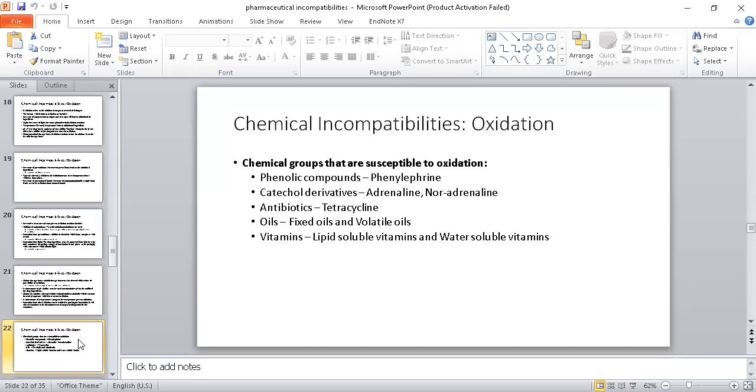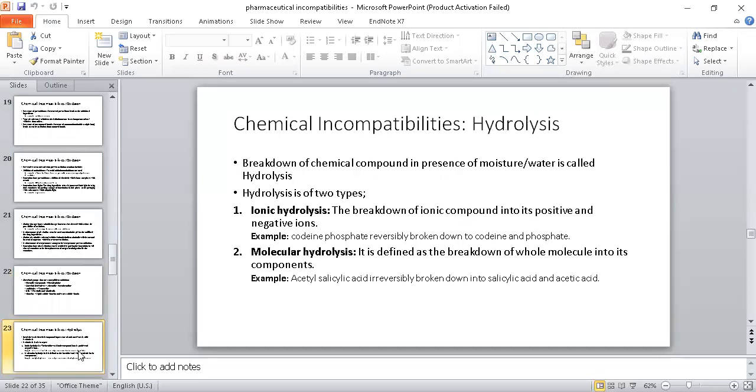Chemical groups that are susceptible to oxidation: phenolic compounds, phenylephrine, catechol derivatives, adrenaline, noradrenaline, antibiotics such as tetracycline, oils, fixed oils and volatile oils, and vitamins, lipid soluble vitamins and water soluble vitamins. These all occur in these steps.